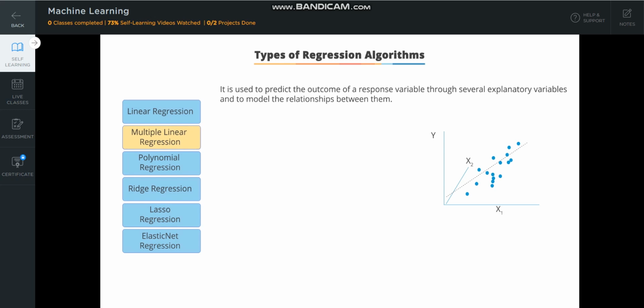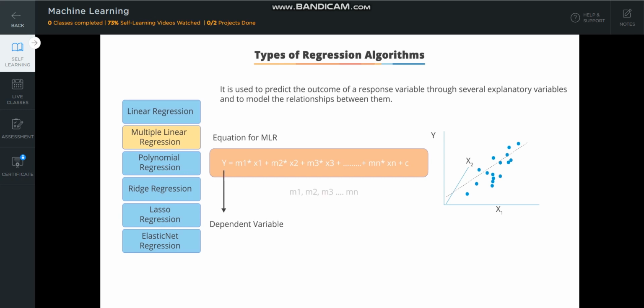the relationships between them. Equation for multilinear regression is y equals m1 times x1 plus m2 times x2 plus m3 times x3 plus so on plus mn times xn plus c, where y is the dependent variable, m1, m2, m3 till mn is the slope and c is the coefficient.